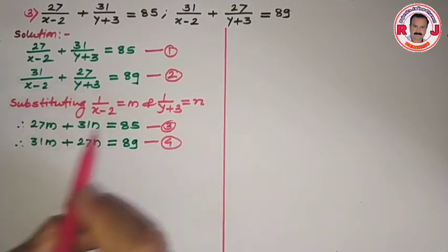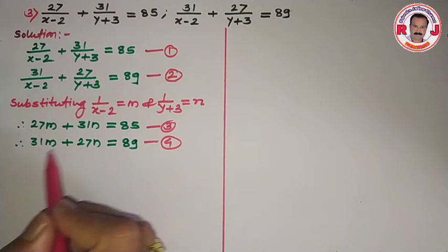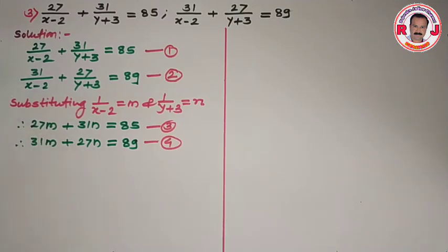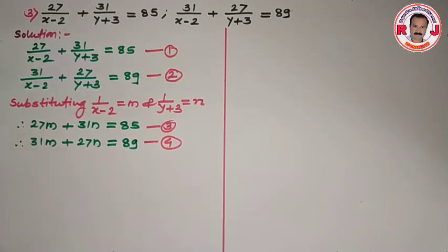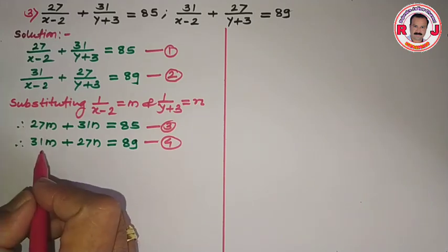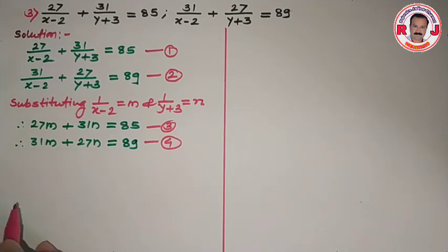Here the coefficients of the first equation are interchanged in the second equation. In this type of equation solving, add these two equations to get one equation, and subtract the two equations to get another equation, and solve these two equations and find out the values of the variables x and y.